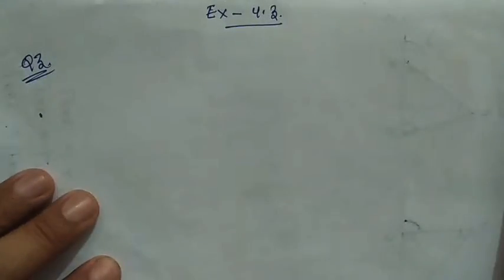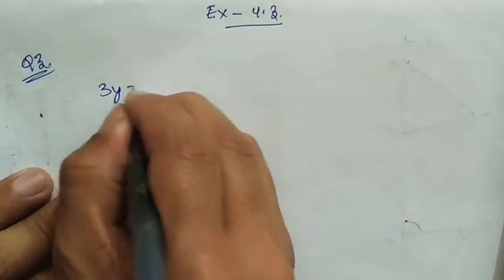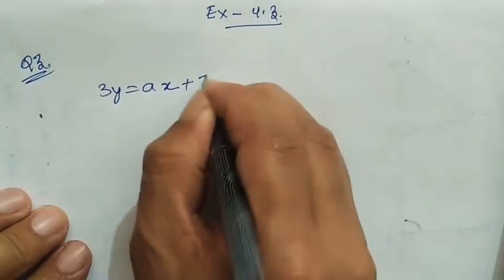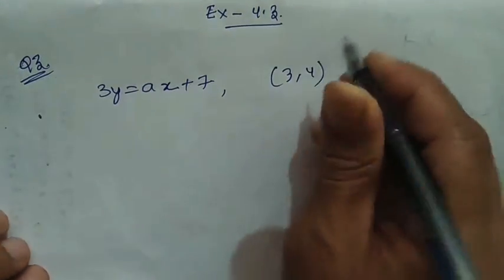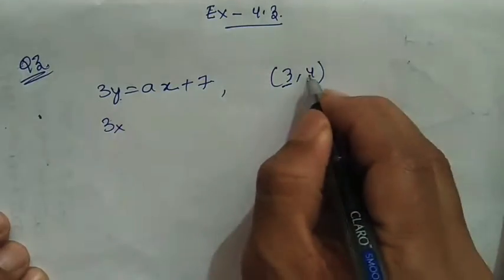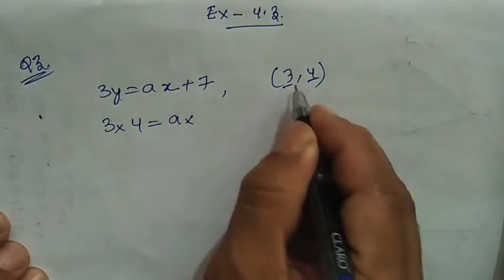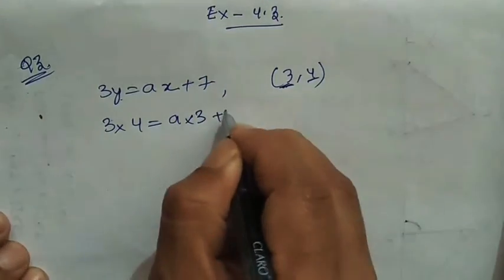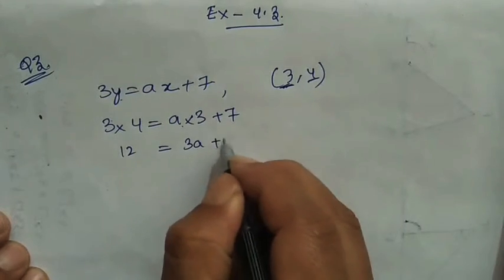So the equation is 3y = ax + 7. The given point coordinate is (3, 4), which means x will be this, y will be this. So 3 into y, which is 4, is equal to a into x, which is 3, plus 7. So 3 fours are 12, and a into 3 is 3a.